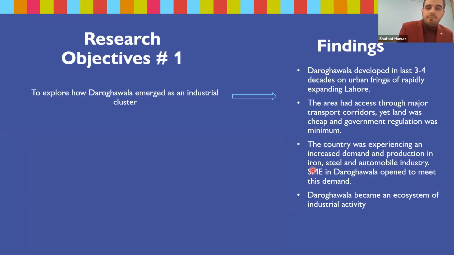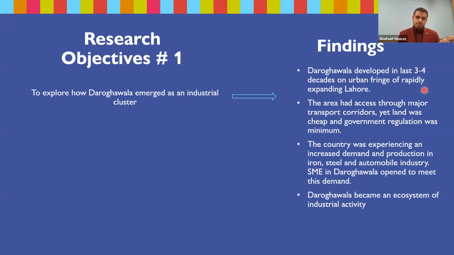So for our first research objective, where we wanted to understand how the Roghawala developed as an industrial cluster, so far this is what we have found. We found that the Roghawala has developed in the last 3 to 4 decades on the urban fringe of the rapidly expanding city Lahore. This area had access to major transport corridors. Land was cheap and the government regulation was minimum.